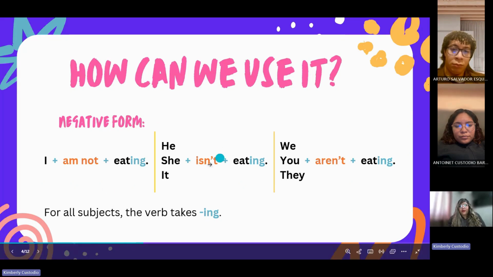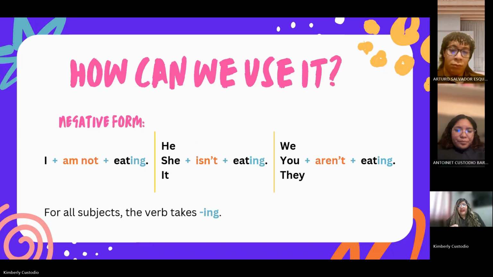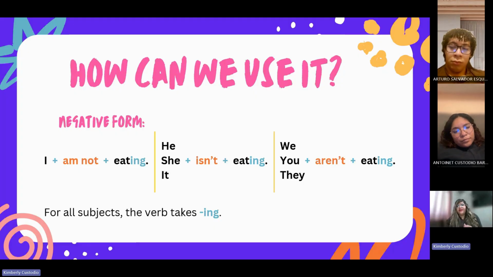Teacher, but I see that you put isn't and aren't. Yes, because in English we have the chance to abbreviate some words. We can fuse them. Okay, that's it.